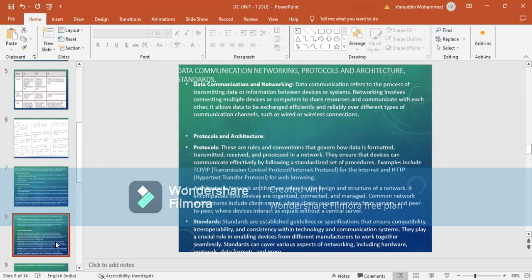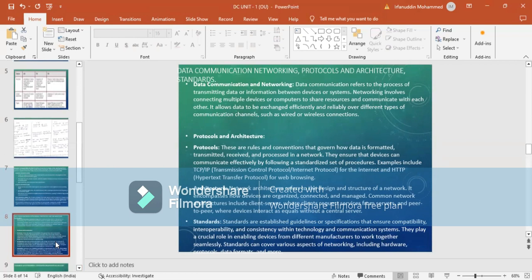connections. Protocols and architecture are rules and conventions that govern how data is formatted, transmitted, received, and processed, to ensure the devices communicate effectively. They are sets of procedures, examples including TCP/IP for the internet and HTTP, hypertext transfer protocol, for web browsing.